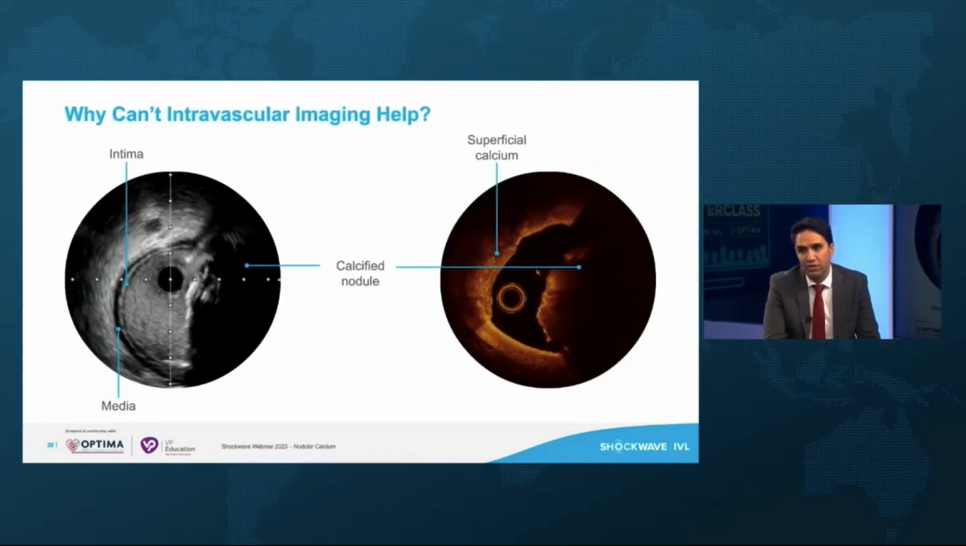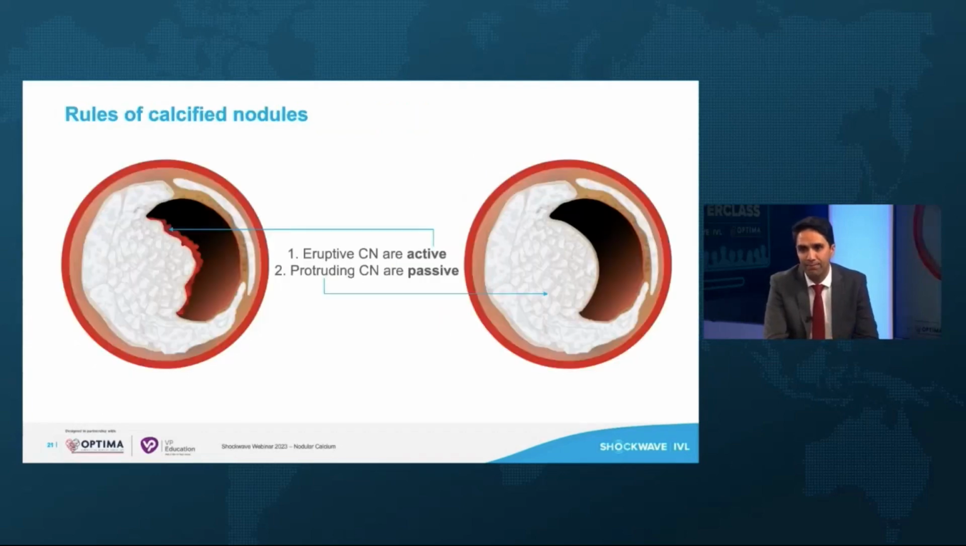Well, can intravascular imaging help us? Certainly, optical coherence tomography can help us differentiate between an eruptive calcified nodule and a protruding nodule, but intravascular imaging cannot help us determine whether we're on a lipid base or a calcified base, and that's because we're unable to see beneath the shadows. On IVUS, the calcium reflects the ultrasound so that we can't see behind it. And on OCT, the calcium is often so thick or on a lipid base that it leads to signal attenuation and we can't see. So here are the rules of calcium.